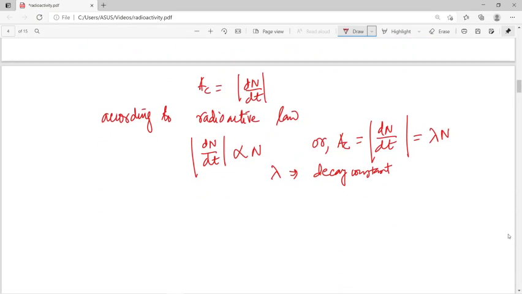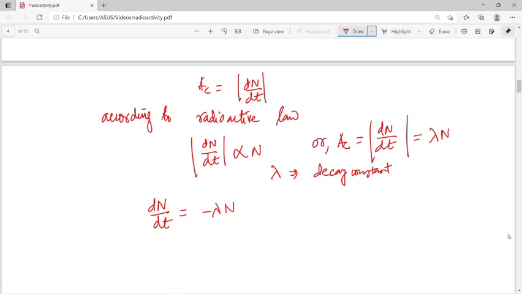So the decay constant of a process can be given as activity per atom. From the equation, dN with respect to dt equals minus lambda N. The negative sign shows that the rate at which the active elements are disintegrating is negative, because the number of active elements is decreasing with time.